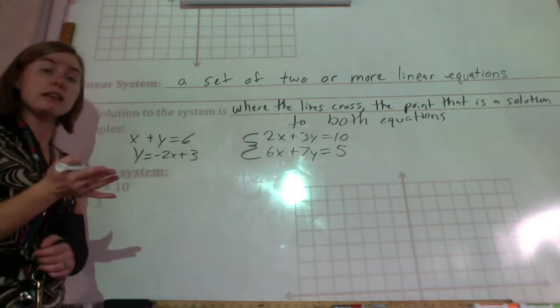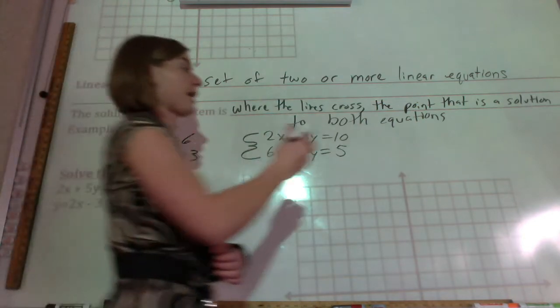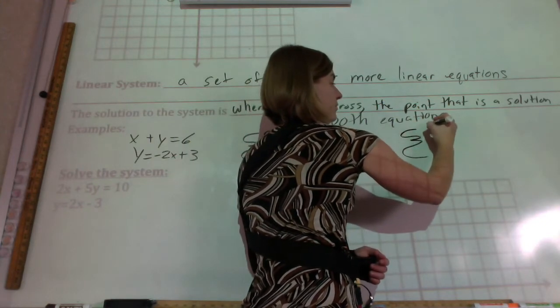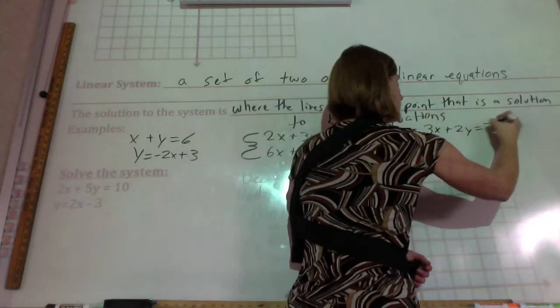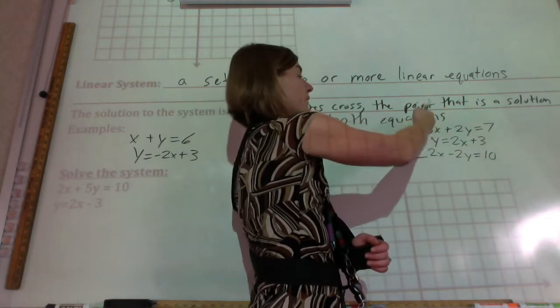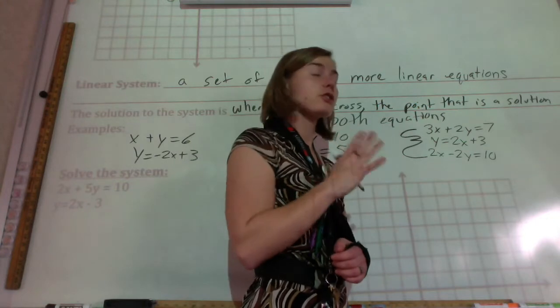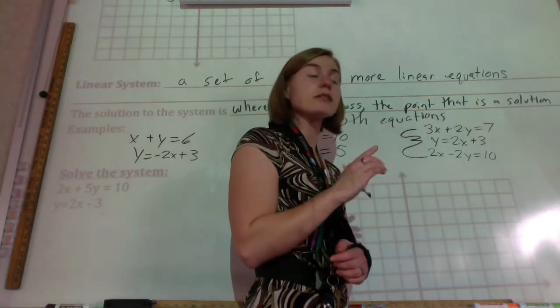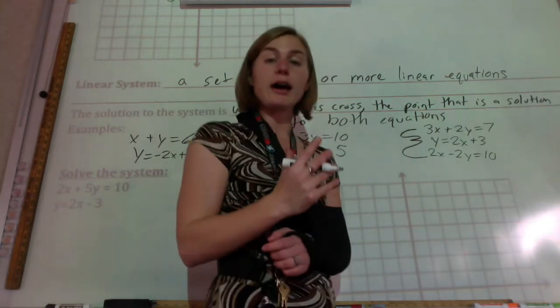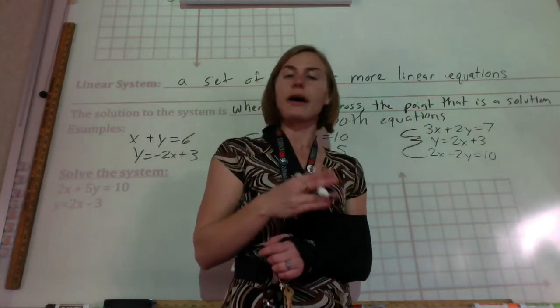And again, you could see more than just two. So you could have one that's like this with three equations on the inside. So this also would be a system, and you would graph all three of those. And you're looking for the solution, the point that works in all three of those. So let's actually try solving a system now that we know what we're doing.